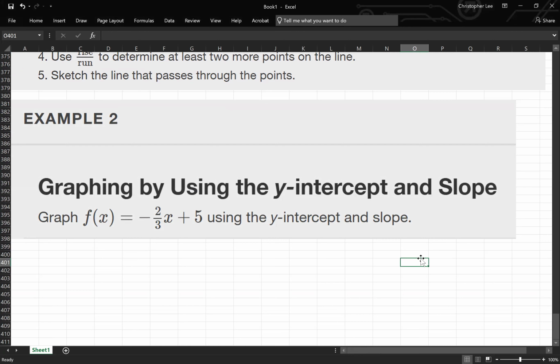All right. You guys try. We're using a y-intercept and a slope. So find your y-intercept, plot it, rise over run, done. That's it.